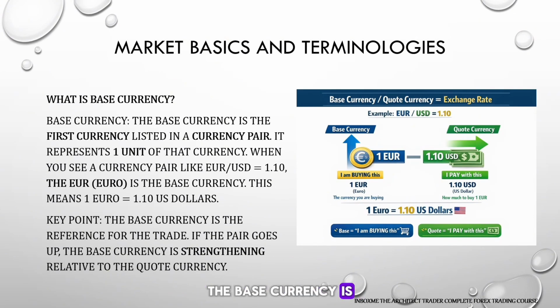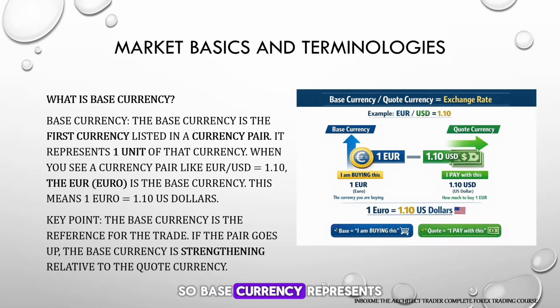Now the base currency is the first currency listed in the currency pair. A currency pair is the combination of two different currencies. That's why it's called a pair, just like your socks: you have left and right socks, and that's why it's called a pair of socks. A bunch of bananas, that's why it's called a bunch of bananas.